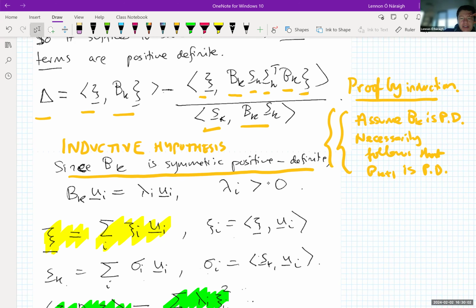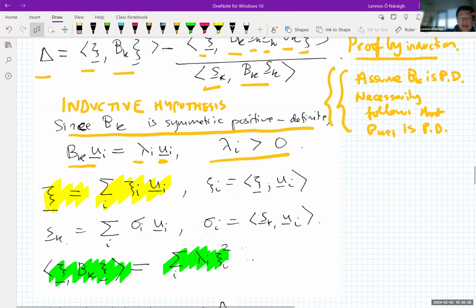Okay, having made this hypothesis, then there's an eigenbasis of R^n called u_i. So B_k u_i is lambda_i times u_i. The lambdas are the eigenvalues and the u_i's are the eigenvectors of B_k. And all the lambdas are positive because it's a symmetric positive definite matrix. And the eigenvectors span the space because it's a symmetric matrix, so the eigenvectors span R^n. So any vector xi can be written as a linear combination of the eigenbasis u_i. And these coordinates, the xi_i's, can be written as the inner product of xi with u_i.